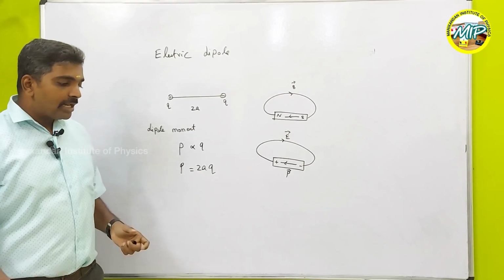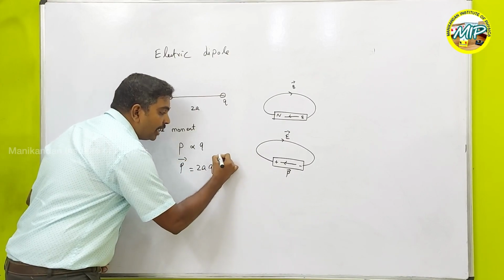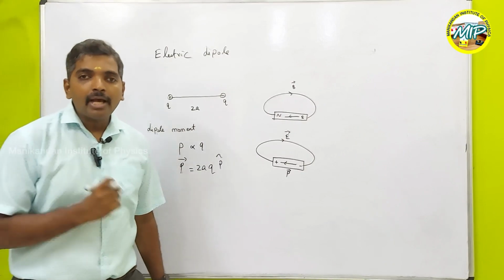What I told you is that my dipole moment is a vector quantity. If you want to put the vector here, I need a unit vector. My p cap is your unit vector.